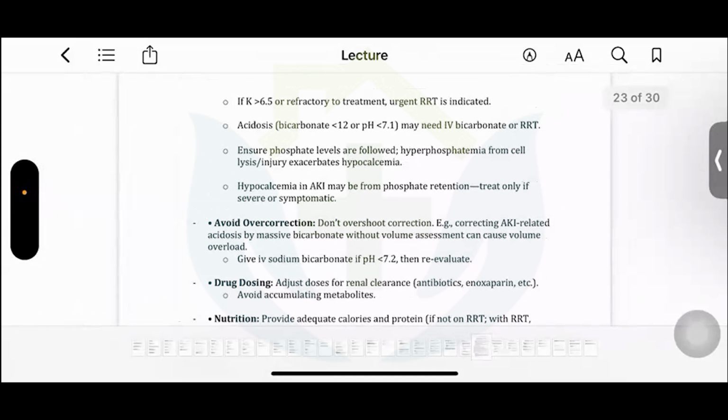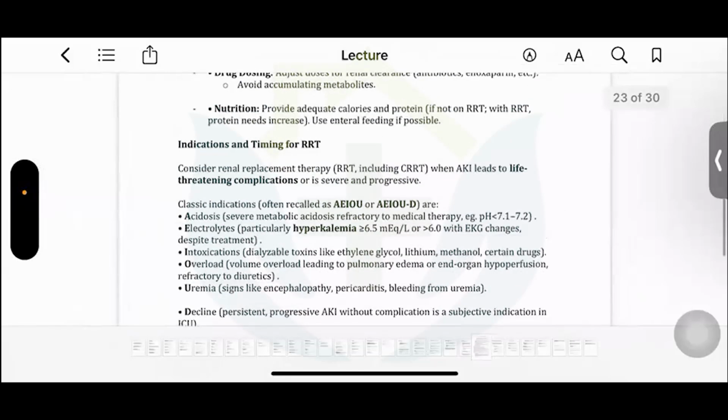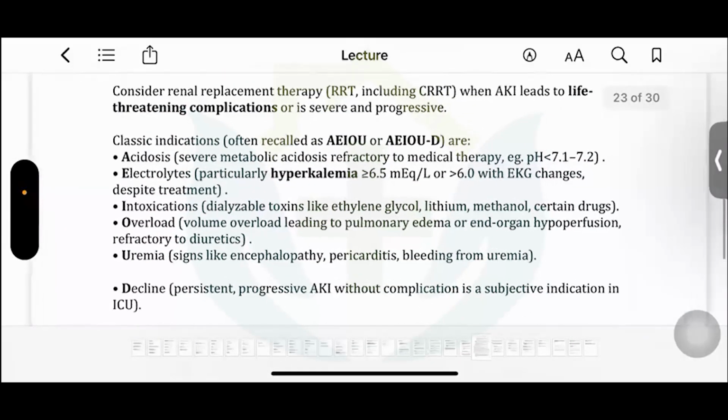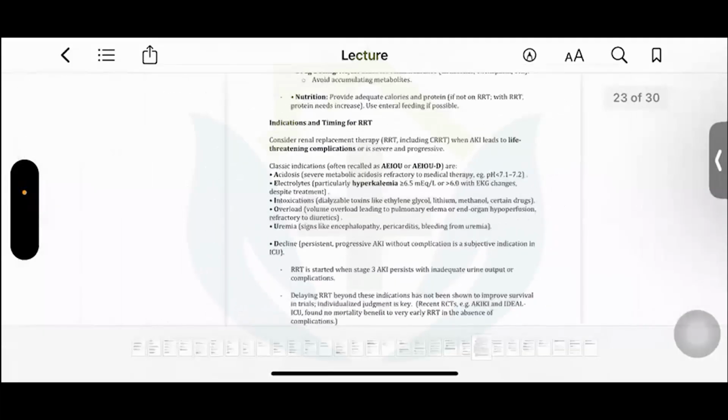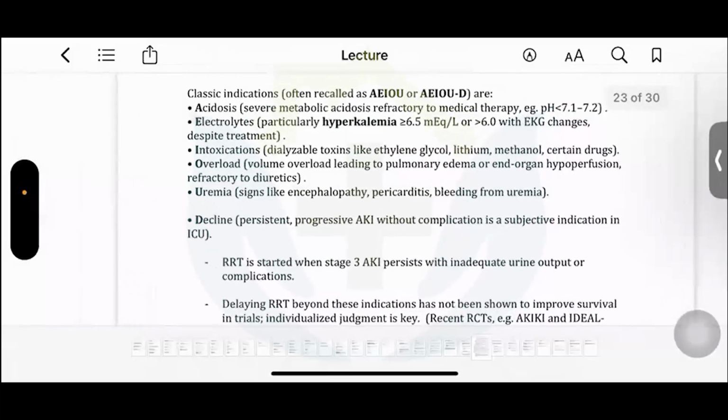It is basically AEIOU. A is acidosis, E is electrolyte imbalance, I is infection, O is fluid overload, and U is uremic symptoms like uremic encephalopathy. So these are the AEIOU. And of course, nowadays AEIOU and D is involved, that is decline. Persistent progressive AKI without complication is a subjective indication for RRT.